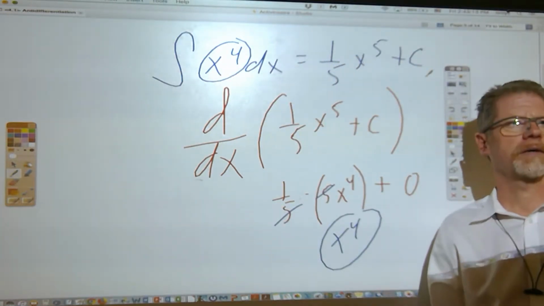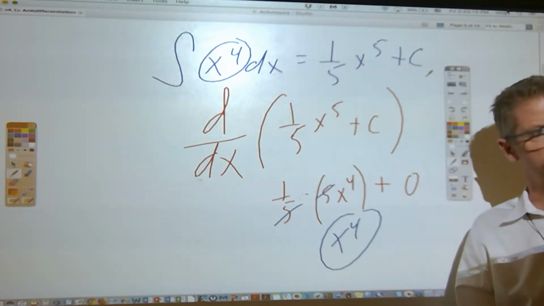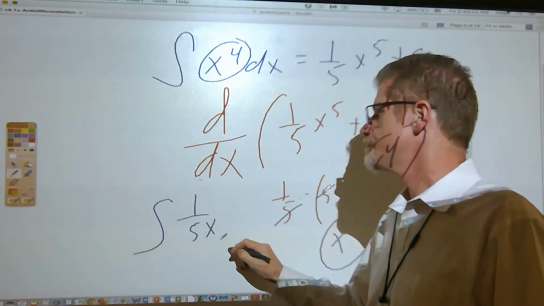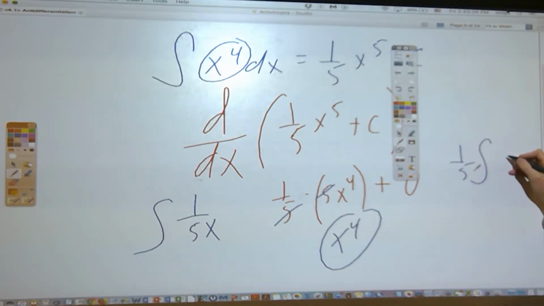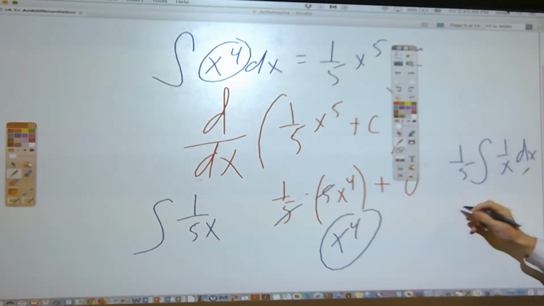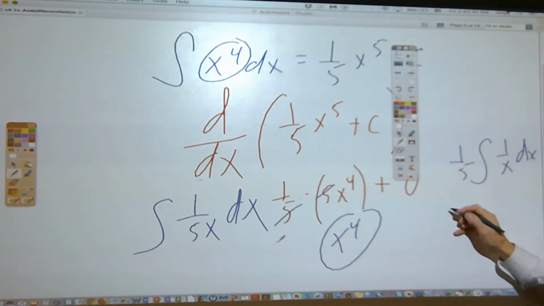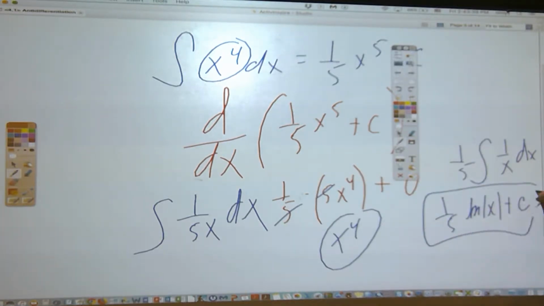Okay? Yeah, Jack. What would be the antiderivative of 1 over 5x? Right. So if I were doing 1 over 5x, I would pull the 1/5 out front. I would take 1/5 times the antiderivative of 1 over x dx. That would be 1/5 natural log of the absolute value of x plus a constant of integration. What if it's 5 plus x?